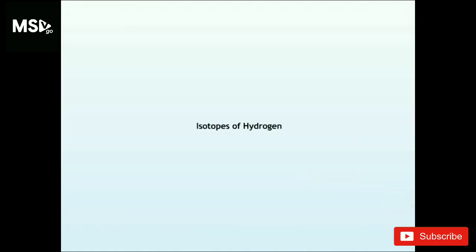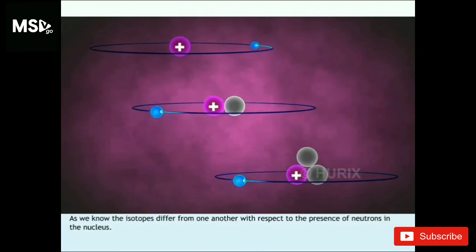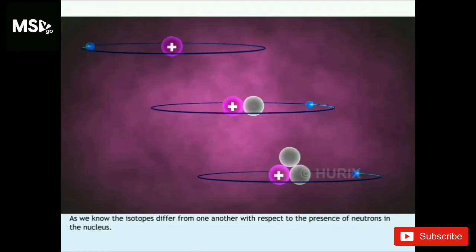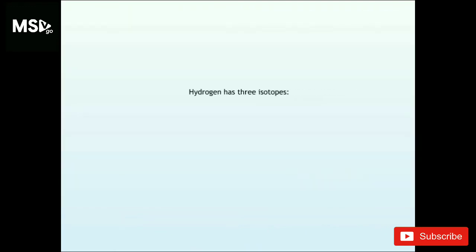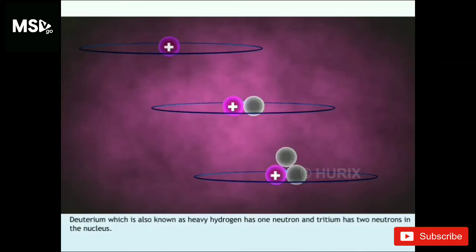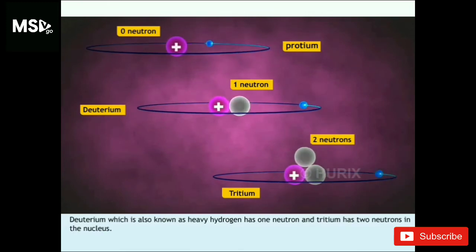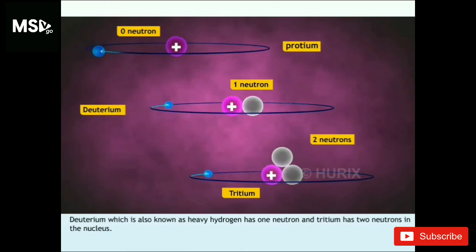Isotopes of hydrogen. As we know, the isotopes differ from one another with respect to the presence of neutrons in the nucleus. Hydrogen has three isotopes: protium ¹H₁, deuterium ²H₁ or D, and tritium ³H₁ or T. The most common form of hydrogen, protium, has no neutron in its nucleus. Deuterium, which is also known as heavy hydrogen, has one neutron, and tritium has two neutrons in the nucleus.